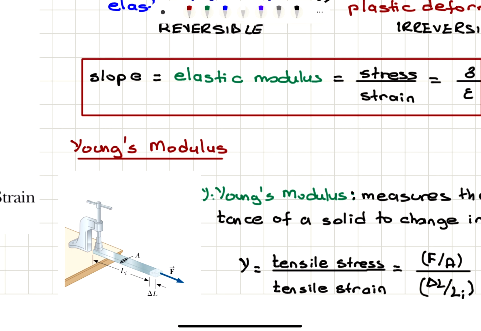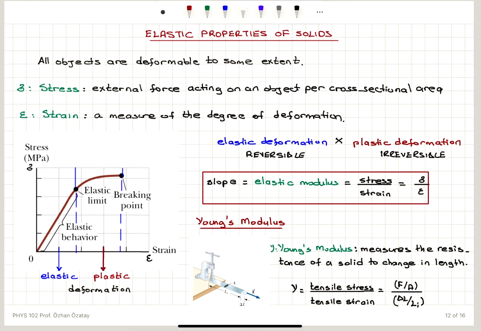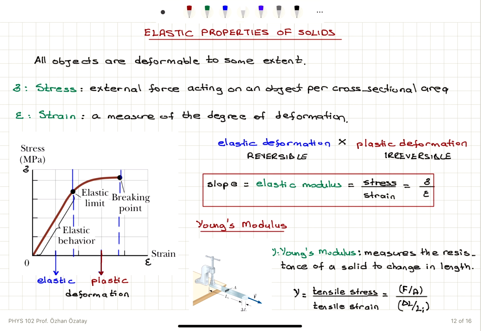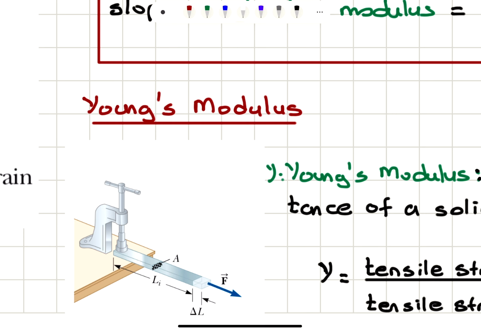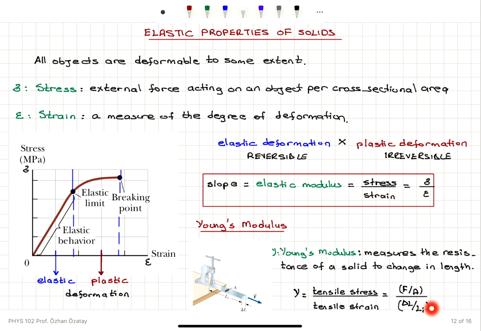So tensile stress and tensile strain will correspond to this scenario. If you apply the force in this direction and the object shrinks as a result, we call that compressive. Okay, so the tensile stress, well, as usual, it's the same stress, force per unit area. The tensile strain for this one-dimensional deformation is delta L divided by the initial length of the object.